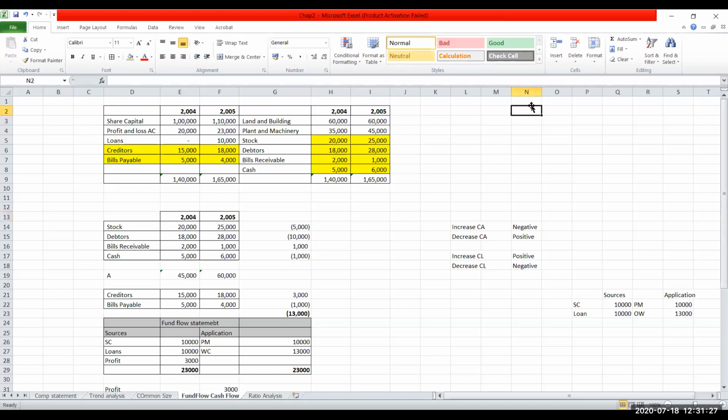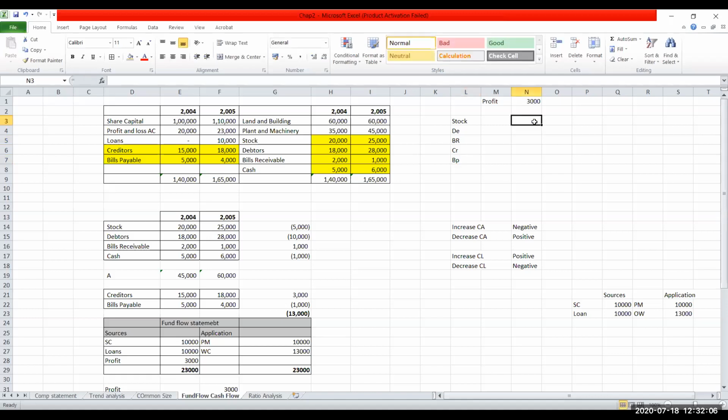What is the profit for the current year? What is the change in the profit for the current year? It is positive 3,000. Yes, it is profit. Okay, so now we'll go back to this. What happens to stock? I'll say stock. I'll say debtor. I'll say BR. I'll not take cash here, because cash is what we are trying to calculate. And I'll say creditors. I'll say BP, bills payable.